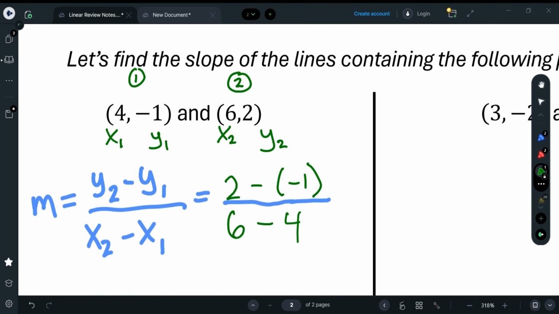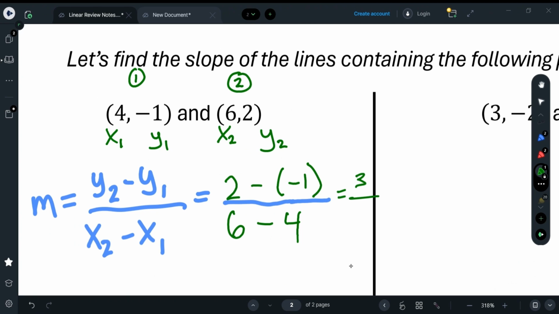Let's do just the numerator, so just the top piece. 2 minus -1. You can do this on a calculator if you want, or on the Desmos calculator. I recommend you do that unless you're 100% solid with adding and subtracting positives and negatives. You might want to double check your work. 2 minus -1. Subtracting a negative is the same as adding a positive. So this is the same as 2 plus 1, which is a 3. So 3 is our numerator.